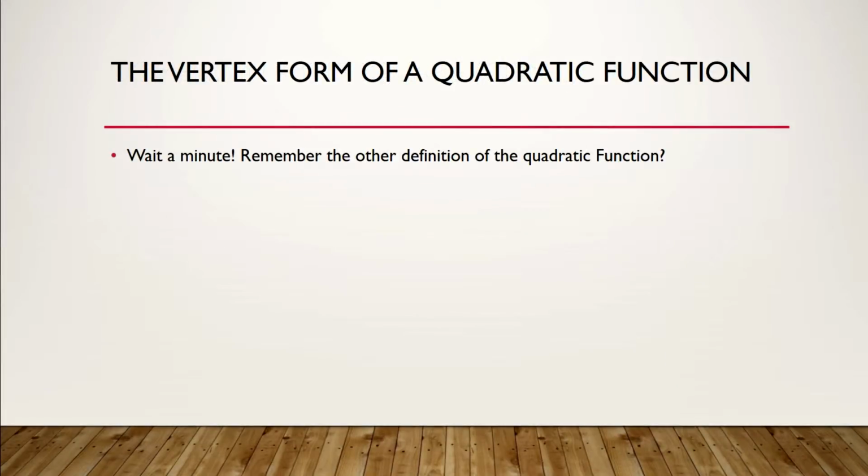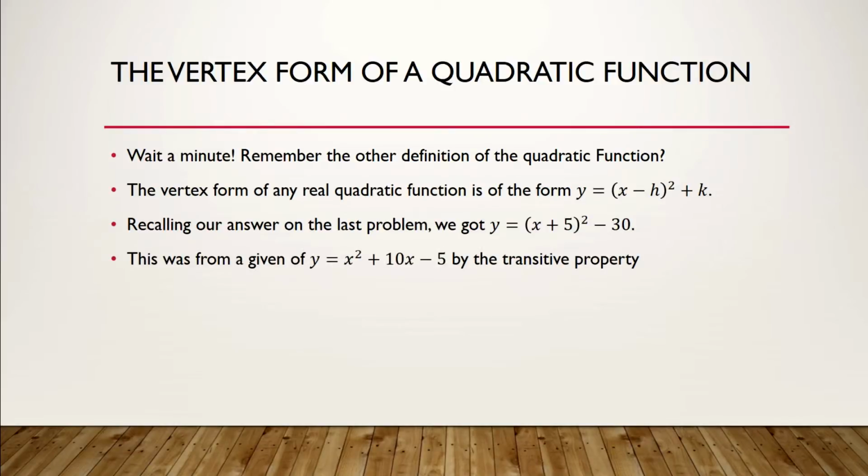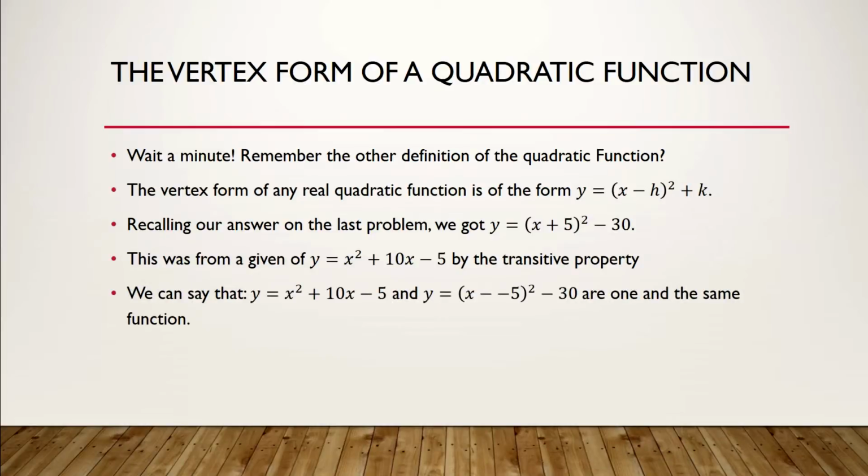Wait a minute, remember the other definition of the quadratic function? The vertex form of any real quadratic function is of the form y is equal to quantity x minus h quantity squared plus k. Recalling our answer on the last problem, we got y is equal to quantity x plus 5 quantity squared minus 30.